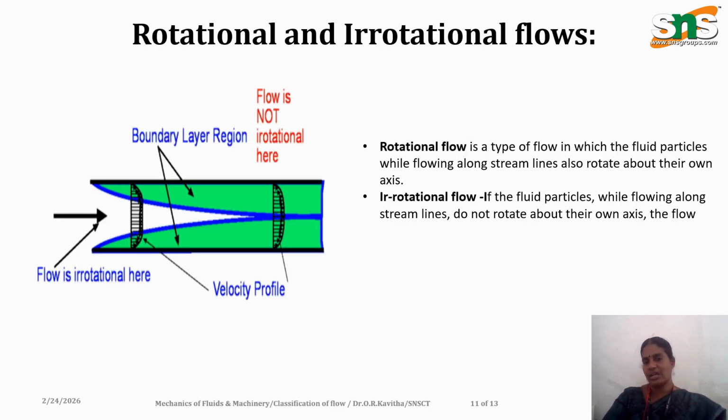And the next one is rotational and irrotational flow. If the fluid particle is moving along a streamline and also rotating about its own axis, we call that rotational flow. If it is not rotating about its own axis, we call that irrotational flow.